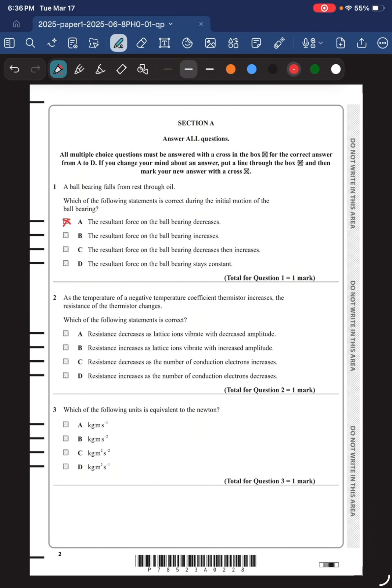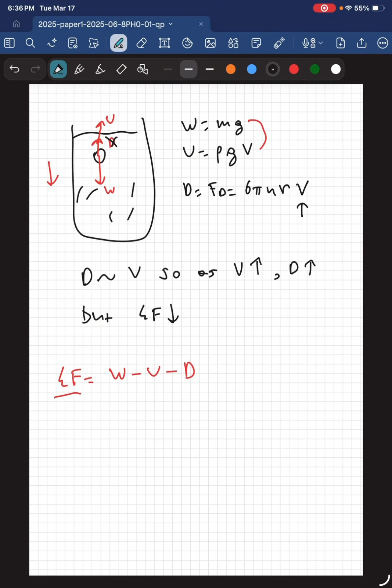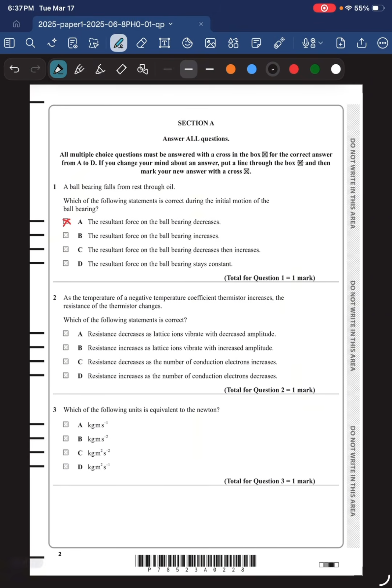But we can read the rest. B, the resultant force on the ball bearing increases. We just showed that it does not. C, the resultant force on the ball bearing decreases, then increases. This makes no sense. And D, the resultant force on the ball bearing stays constant. This is not the case. This would be the case if you ignore the drag force. If there was no drag, then you would just have the upthrust and the weight, which are constants. They don't depend on velocity. Therefore, the sum of all forces would be constant. All right. Question 2.